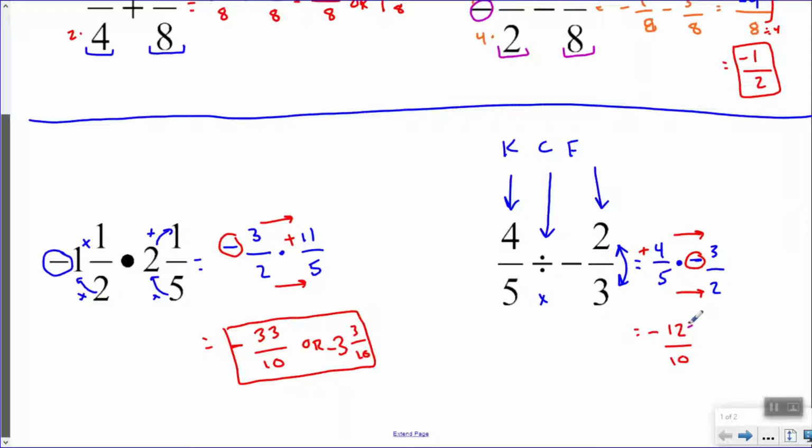So I have two even numbers, both divisible by 2. So we're going to simplify. Negative 12 divided by 2 is negative 6, and 10 divided by 2 is 5. So we have negative 6/5.